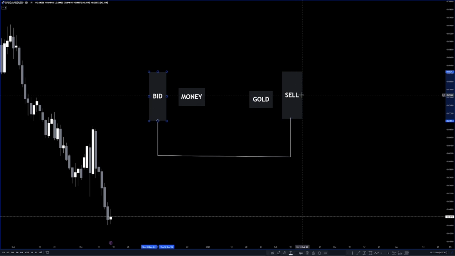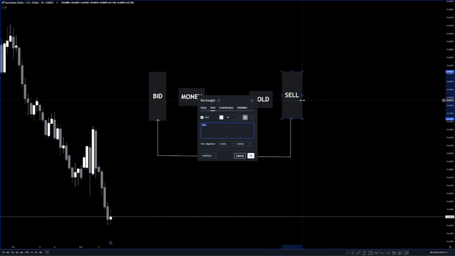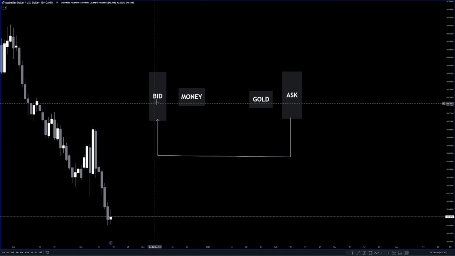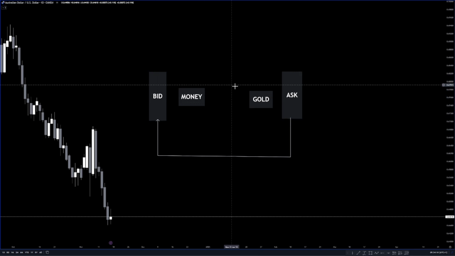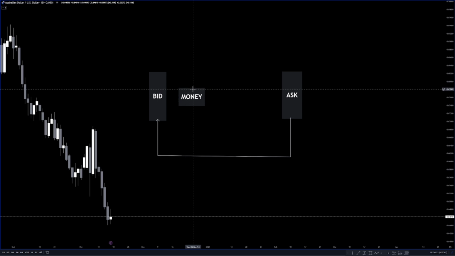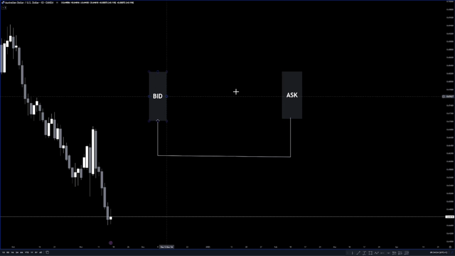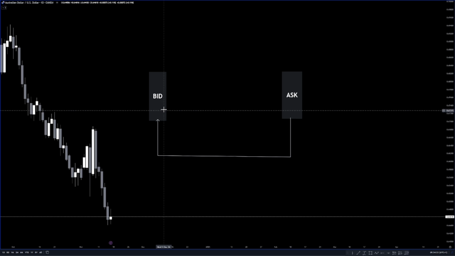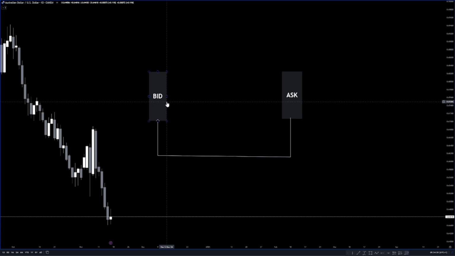Instead of buying, it's called bidding. And instead of selling, it is called asking. Bid and ask. Let me delete this. One minute. Bid and ask. That is what we do in this market. I just use buying and selling to help you understand this bidding and asking, to help you refresh your memory a bit.